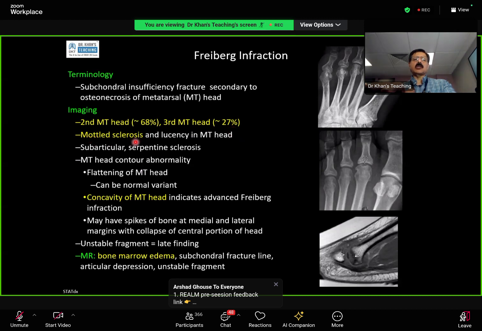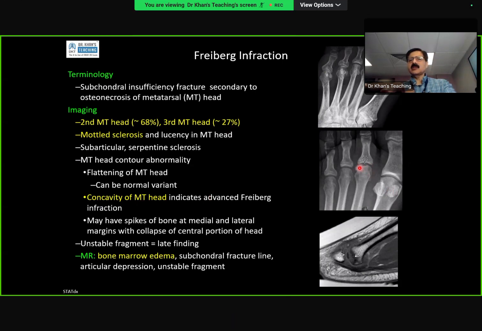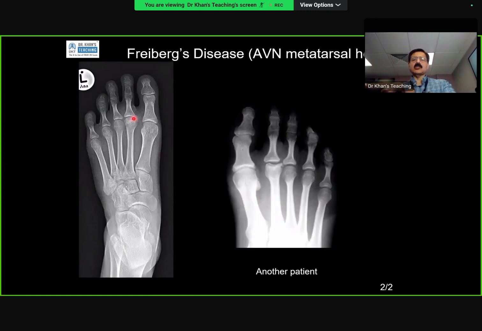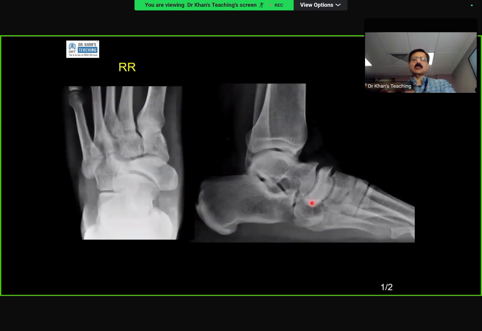And there can be mottled sclerosis. There can be concavity of the metatarsal head. Look here. Look at this. So develop your eyes on this finding. If you get this in the exam, you should understand that this is also Freiberg disease, where there is a concavity here, as if there is an erosion here. All of this is sclerotic and flattened, but this concavity, develop your eyes on this one. Of course, on MR, there can be bone marrow edema. So this was the case which I showed you, and this is a more advanced case, where it is quite obvious that this is Freiberg's disease.